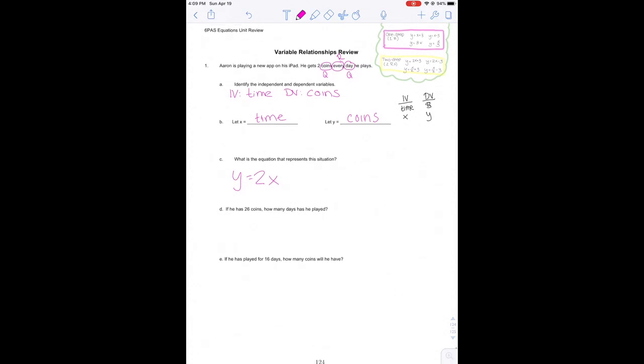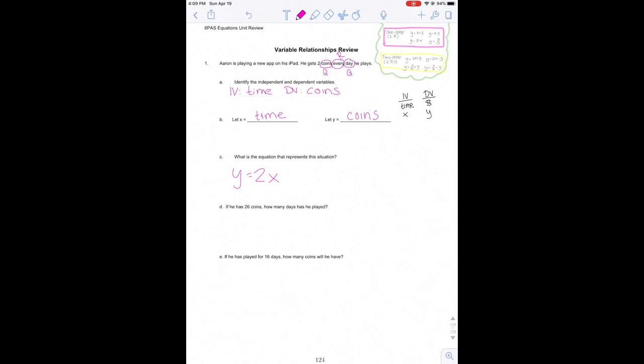So if he has 26 coins, how many days has he played? So let's see. Coins goes with y. So that means I'm going to take my equation, y equals 2x, and I'm going to get rid of y and put 26 in that spot because 26 goes with coins. To solve this equation, I have to divide both sides by 2, and I get x equals 13.